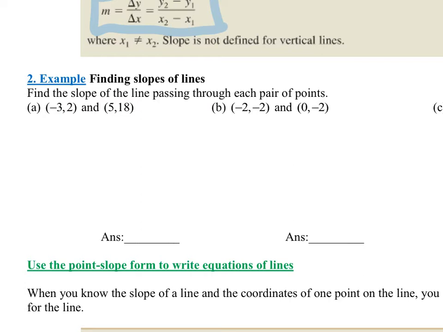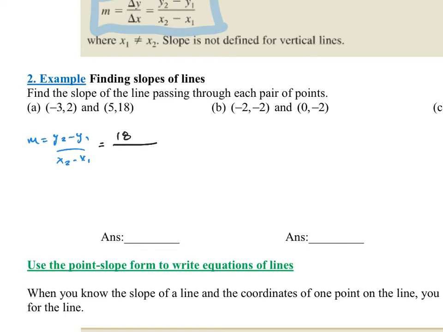Should be nice and easy here, I hope, for you. Again, I'll write the formula just to help you out. You have m equals y2 minus y1 over x2 minus x1. Always helpful to write the formula down when you're using a formula. Helps you memorize that formula, so I strongly encourage you to do so. Now, in this case, writing the formula was not necessary for credit if this were in class.